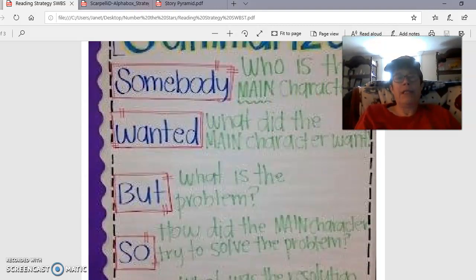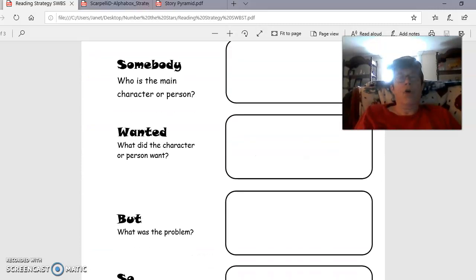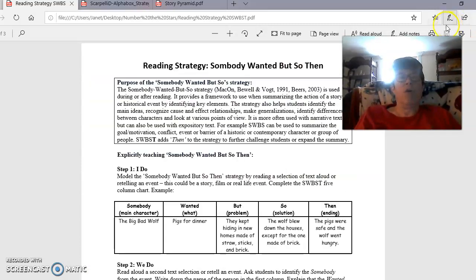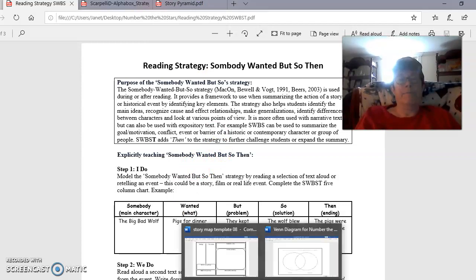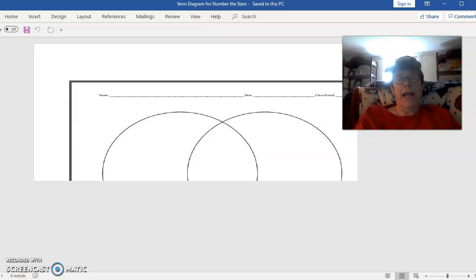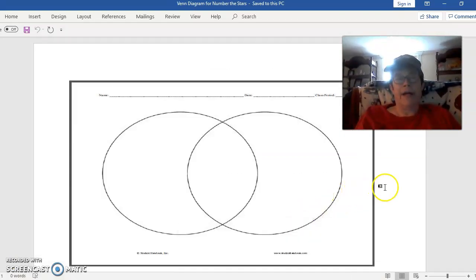I will put this up on Blackboard, and any of this is fair game. You are welcome to print these off to use for your own purposes. The last one that I have here is a Venn diagram.